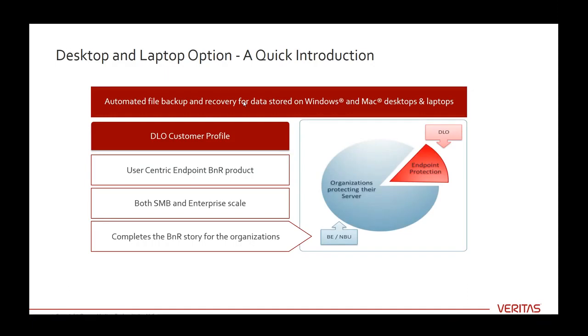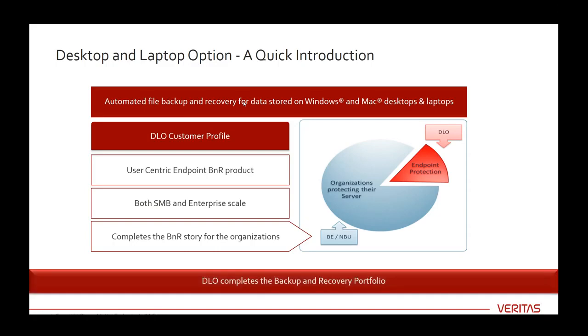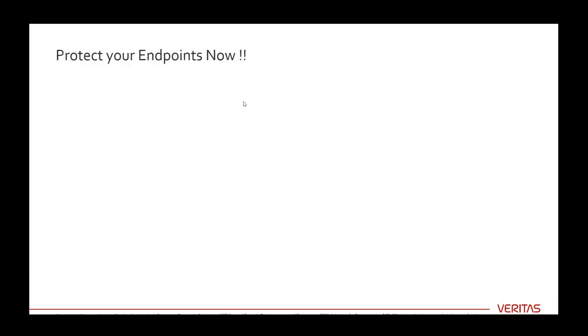BE and NBU from Veritas provide protection for organizations to protect their entire data center, or rather servers, applications, and databases. And then DLO is protection for endpoints. That's why we are giving complete 360 degree protection in an organization. Here you can see DLO completes the backup and recovery portfolio. So protect your endpoints now.